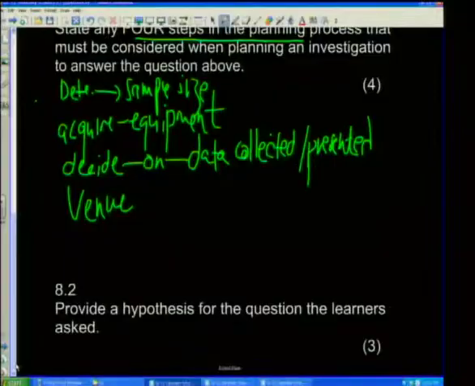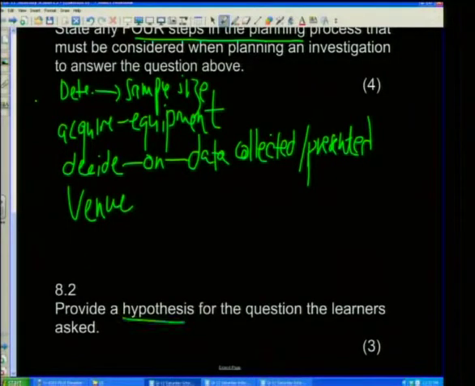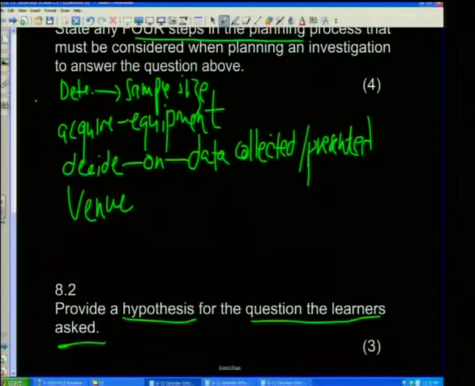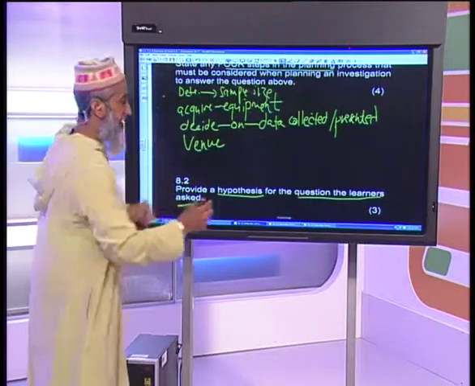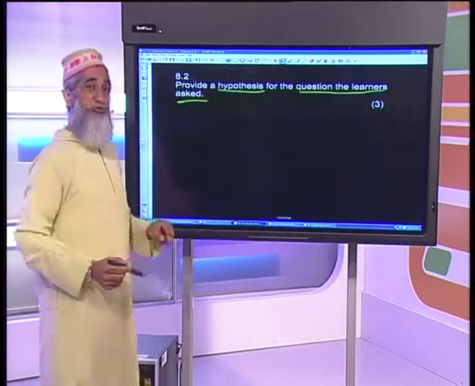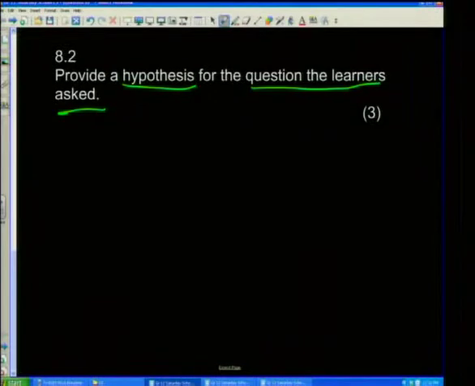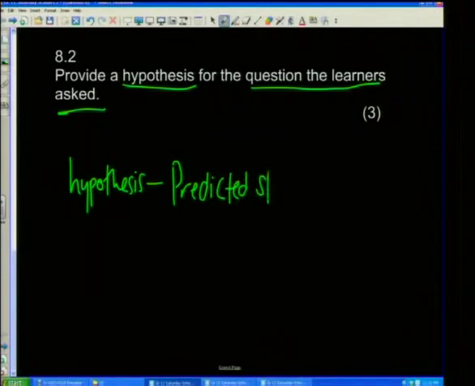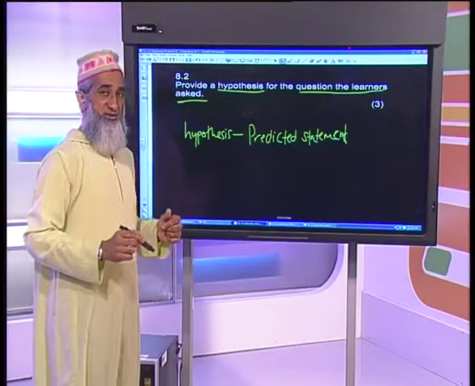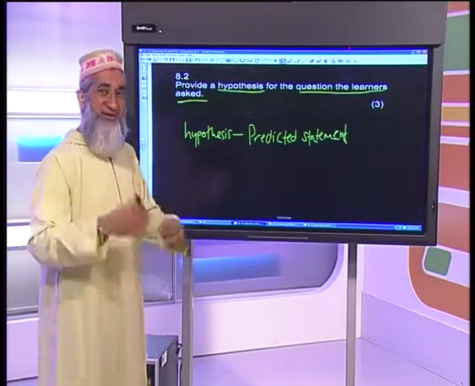Provide a hypothesis. Now look at this question carefully. Provide a hypothesis for the question the learners asked. They don't want just any hypothesis. They want a hypothesis based on the question the learners have asked. Now, just before we go to the question that the learners asked, remember a hypothesis is a predictive or predicted statement. It is not a question. It is not a conclusion. It is not an aim.